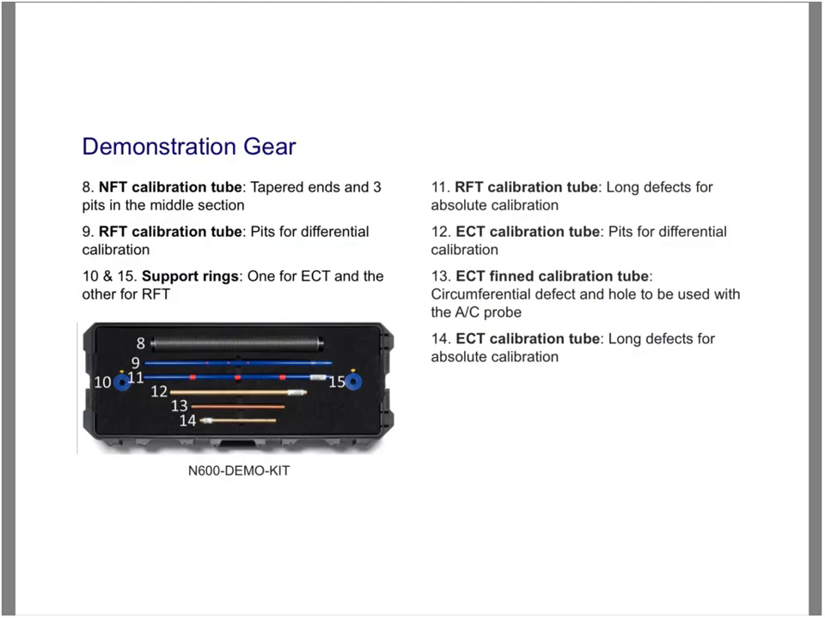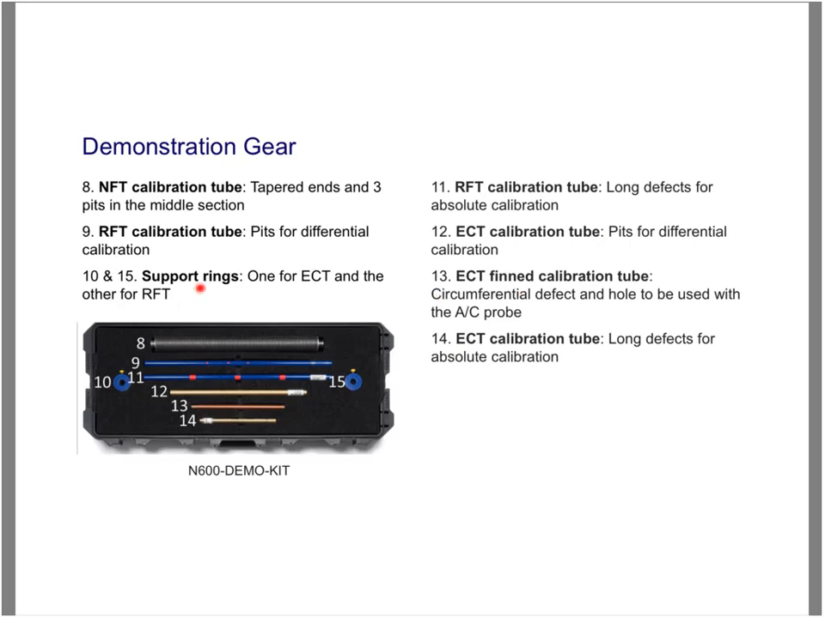All right, so what we're using today for our demonstration gear, we have an NFT, a near field calibration tube, which has tapered ends and 3 pits in the middle section. My probe will fit perfectly in the middle section, and when I scan it, you'll see I'll get more liftoff on the ends, and we'll see it on screen. The RFT calibration tube, we have 2. We have one that has pits for differential calibration, and one that has long defects for absolute calibration. The same can be said about the eddy current calibration tube, one for pits, as well as one for absolute.